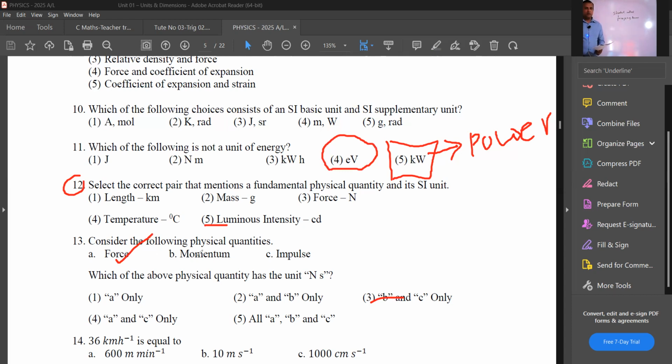If you don't know about this one, no worries. But you have to know about this one. Force is measured by Newton, not Newton second. So Newton second is not the unit of force. So any answer having it can be rejected. So this can be rejected, this can be rejected, this can be rejected, this can be rejected. So the remaining answer is answer number 3.